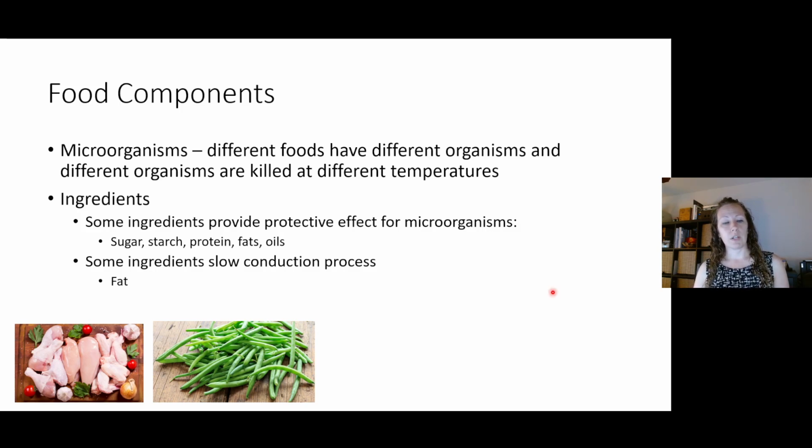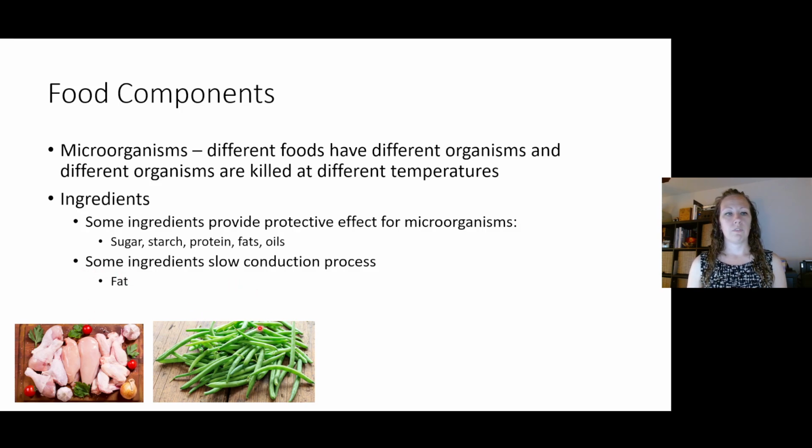In addition, some ingredients actually slow the conduction process. So it slows the rate at which the heat gets through the product and cooks it or gets it to the correct temperature all the way in the middle of that product. And so you'll have to take that into account, that you are going to have to cook for a longer time to get that desired temperature in the middle of the product because of that slower conduction. And specifically, the ingredient that slows that conduction process the most is going to be fat.